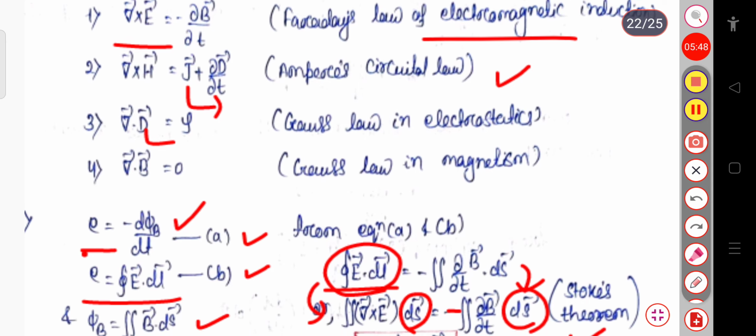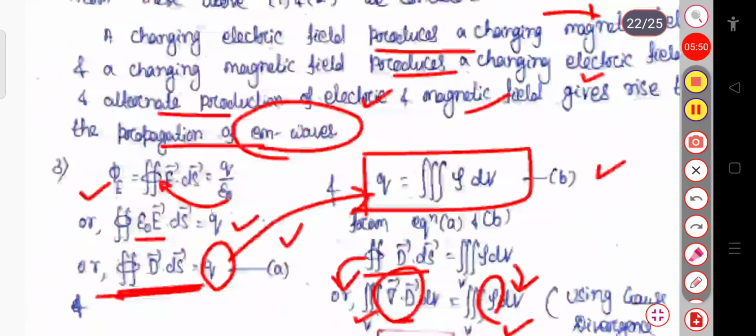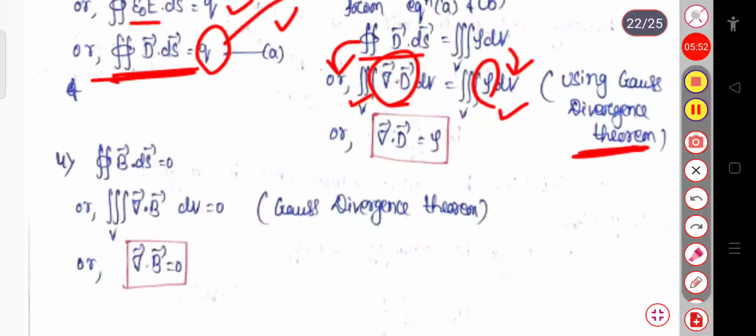Now we will see the fourth one. We know the surface integral of B dot ds equals 0. If I apply the Gauss divergence theorem here also, this will be the volume integral of the divergence of B, del dot B dV, which is also equal to 0, or simply we can write del dot B equal to 0. This is the proof of the fourth Maxwell's equation.